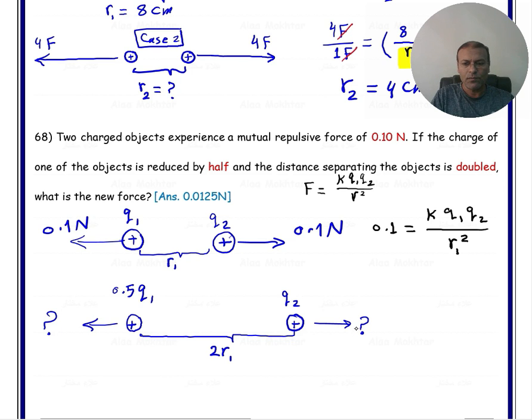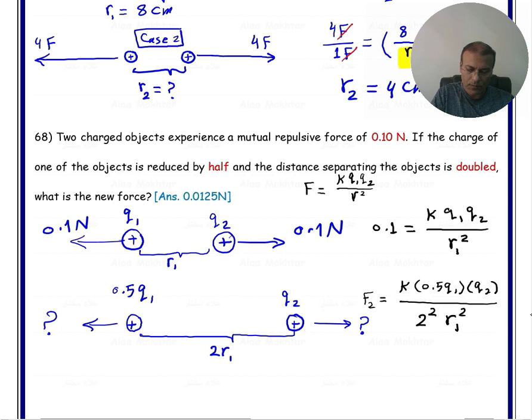In case number 2, the force we don't know, F2 equals K. Q1 in this situation is half, so I write half Q1. Q2 remains the same, Q2, over the distance squared, 2 R1 squared. Only substitute. We have two formulas, formula number 1 and formula number 2. We can divide 2 by 1.